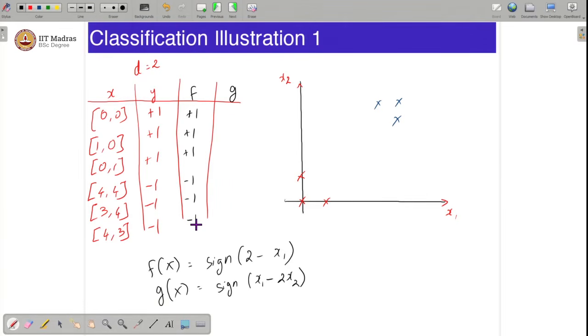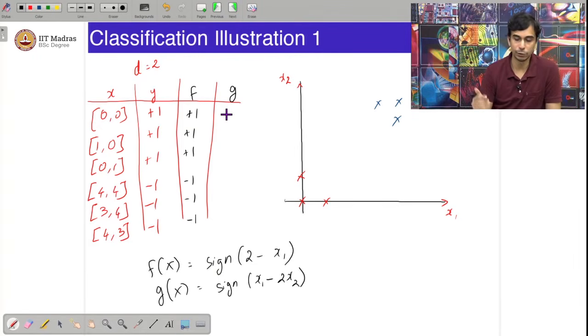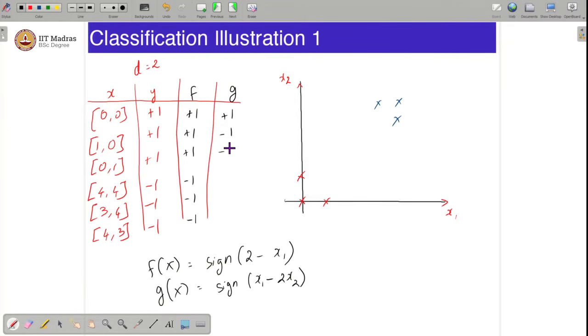That is your f. And what would your g look like? Sign of x1 minus 2x2. Sign of 0 is arbitrary. Typically you can define a convention where sign of 0 is +1. Then sign of 1 minus 0 is +1, sign of 0 minus 2 is -1, sign of 4 minus 8 is -1, sign of 3 minus 8 is also -1, sign of 4 minus 6 is also -1. So, you evaluate g on the 6 data points and you get this.